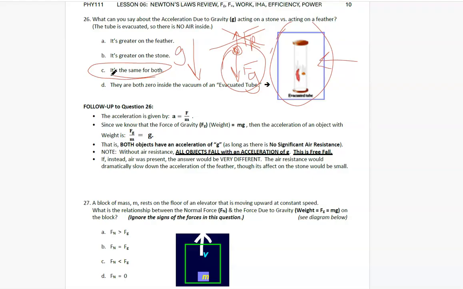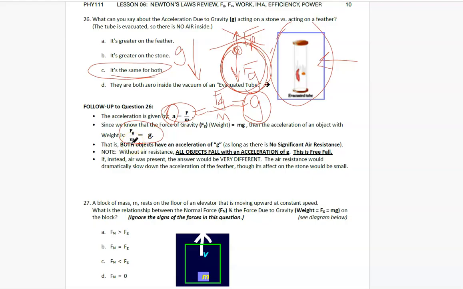So the acceleration is given by the formula of net force divided by mass. Now, yes, they have different masses, but they also have different net forces. And the net force, in this case, when there's no air, is the same as the weight force. So that ratio is the same as the weight force divided by the mass. But we know that the weight force divided by mass is simply g. So that means the acceleration we observe for any object in a vacuum is g.